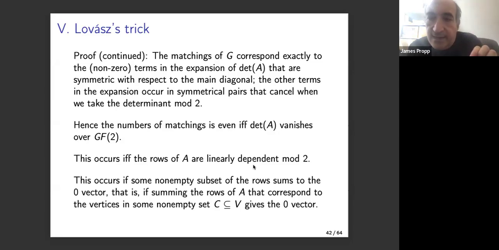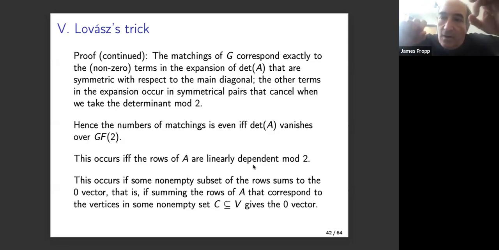So for vertices i and j, if you have a 1 in the ith row and jth column and a 1 in the jth row and the ith column, that's the kind of thing that's contributing to counting the perfect matchings of the graph. Now, there are other terms, and they may be non-vanishing, but they will cancel in pairs when you work mod 2.